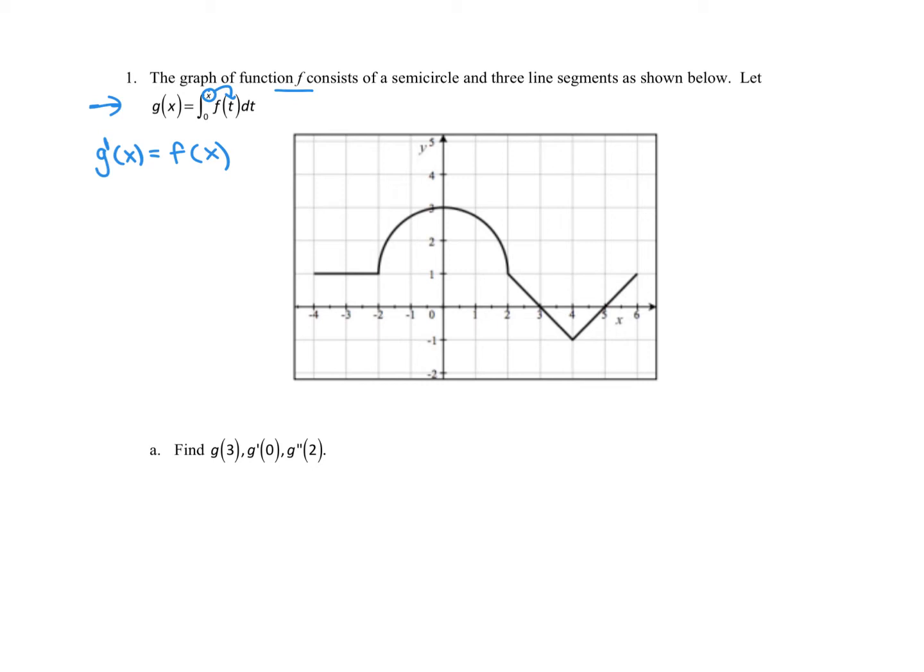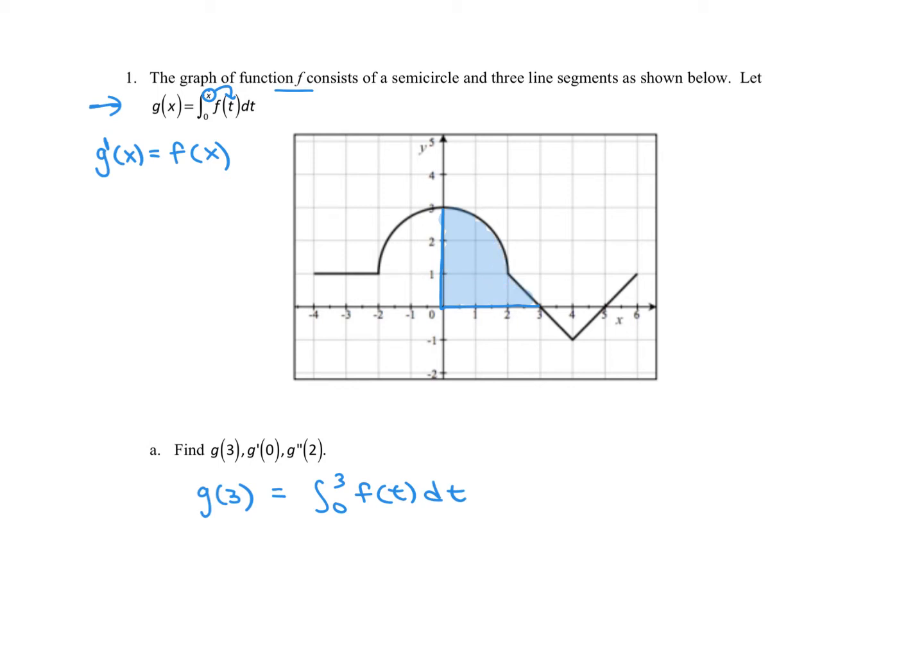So for g of 3, we're going to use the given integral because g is before we took the derivative. So it's the integral from 0 to x, which is in this case 3, of f of t dt. And that's going to be the area between the graph and the x-axis. So from 0 to 3, this chunk right here, we're finding this area.